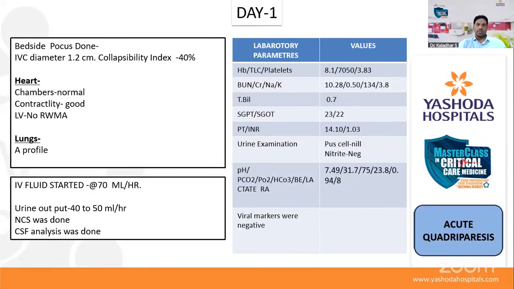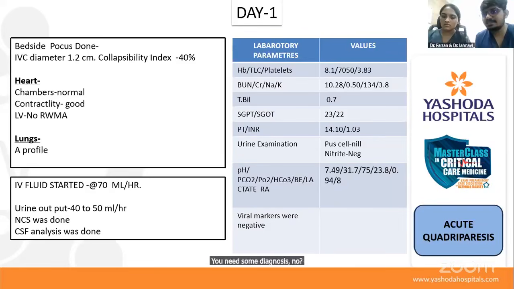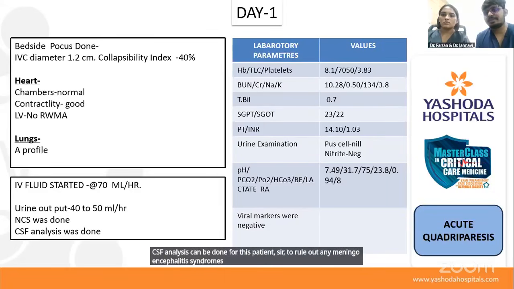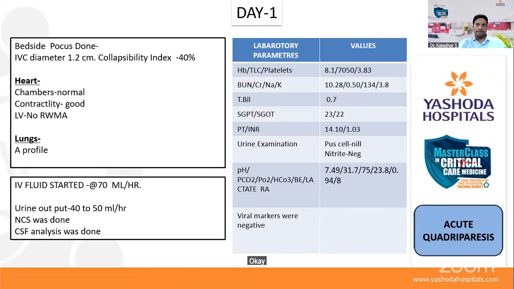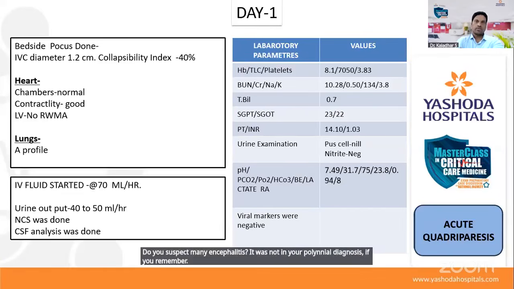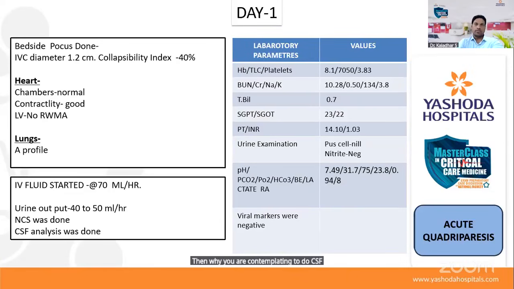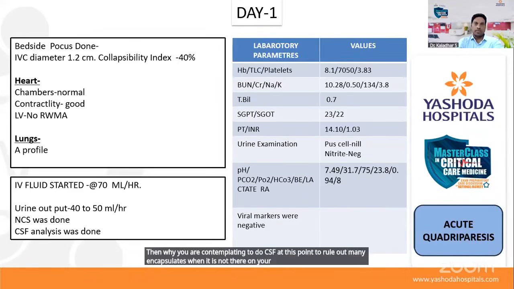You need some diagnosis. CSF analysis can be done for this patient, sir, to rule out any meningoencephalitis syndromes. Okay. Do you suspect meningoencephalitis? It was not in your original diagnosis, if you remember. Then why are you contemplating doing CSF at this point to rule out meningoencephalitis when it is not there in your original diagnosis?